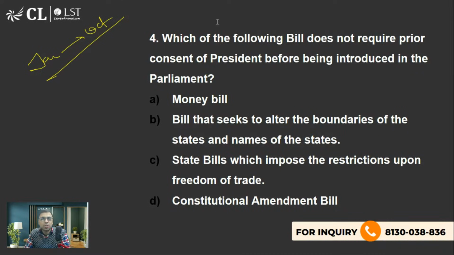Leader of Opposition Rajya Sabha, LOP in Rajya Sabha, who is right now? Yes, Mr. Mallikarjun Kharge is the Leader of Opposition in Rajya Sabha. Now, question number 4 is in front of you. Please read it and then answer me.